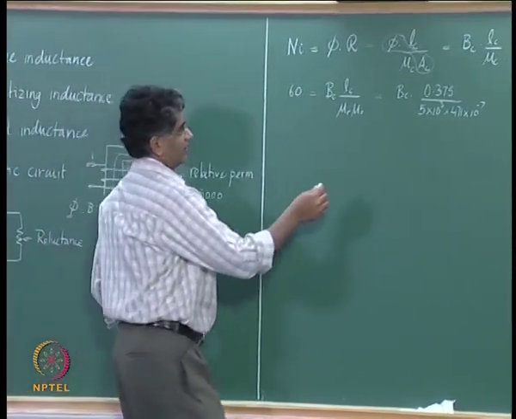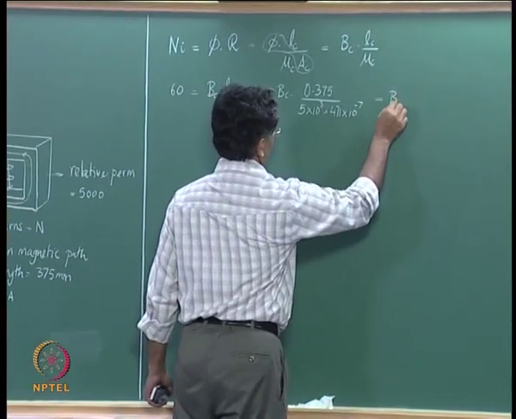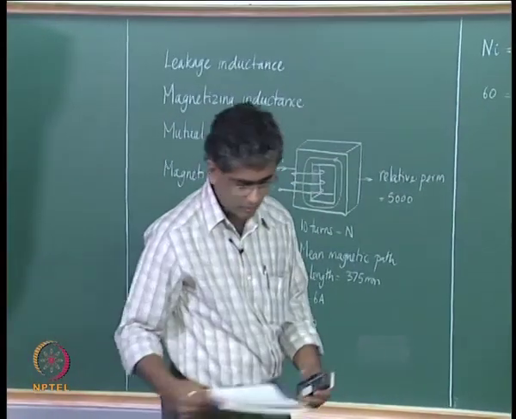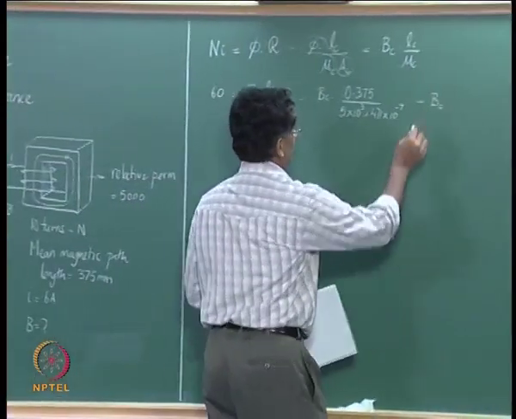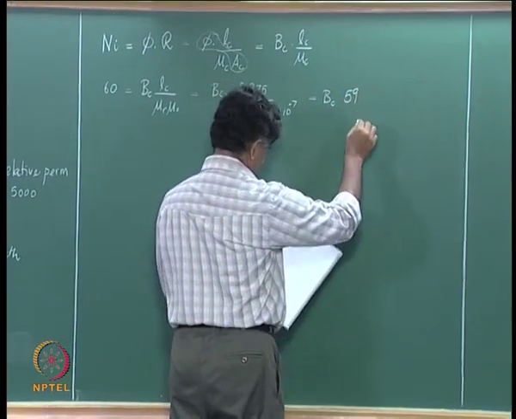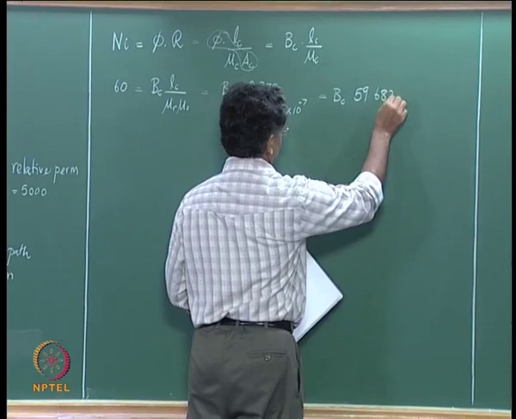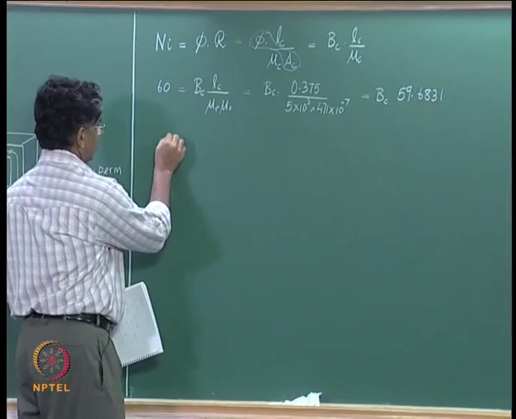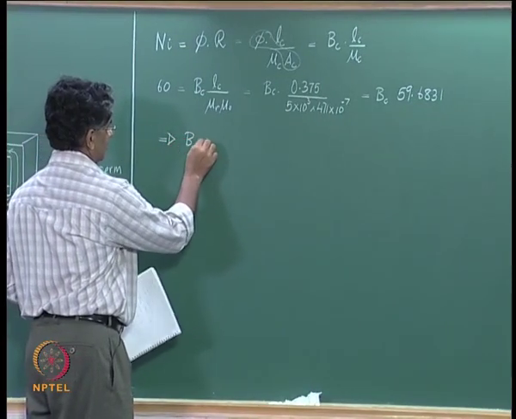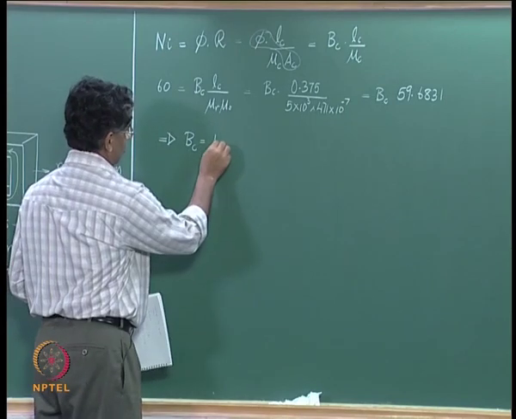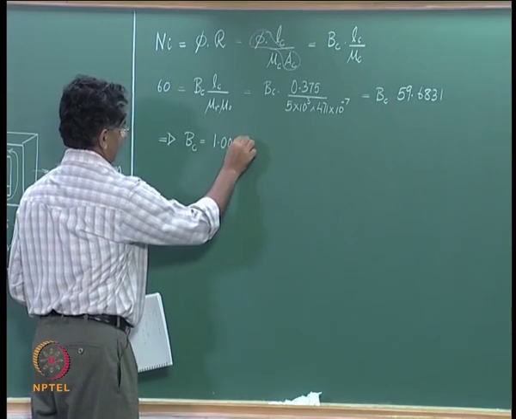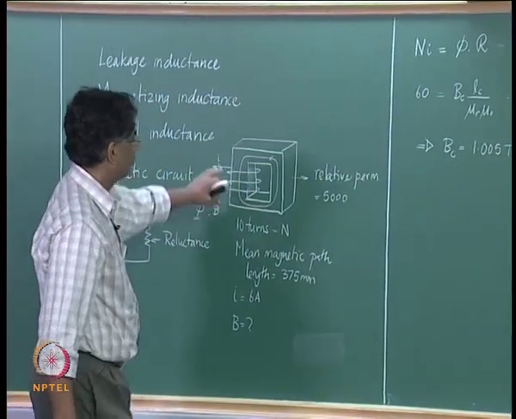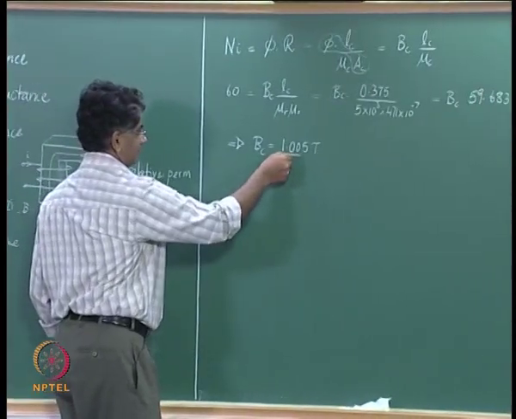If you evaluate this, you will get BC multiplied by, let me look at that number, 59.6831, which then means that BC is equal to 1.005 Tesla. So, you get a value of B in this core which is equal to 1 Tesla.